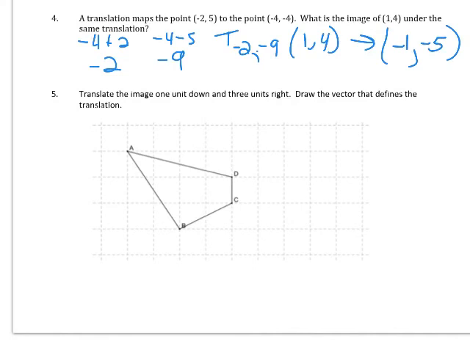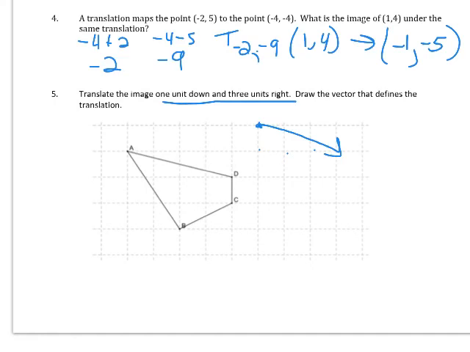And then the last one is drawing the vector. Translate the image 1 unit down and 3 units right. So if I draw the vector first, let's just pick any point. Here's what my translation vector looks like. I'm going to move 1 unit down and 3 to the right. So my vector looks like this. And you have to put an arrow at the end point. That's important. You're going to lose points if you don't put the arrow and if you don't put it in the right place. So everything is going to move 1 unit down and 3 to the right.